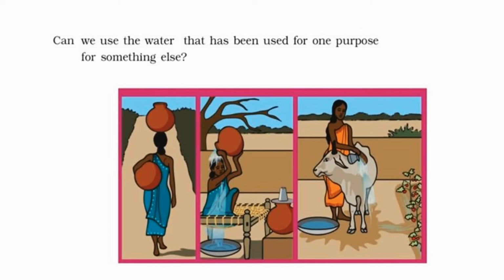In this picture, we see a woman collecting the water that is used for taking a bath, and she is using the same water to bathe her cow. The water that was used for one purpose is being reused for another purpose. तो आपने देखा हम वाटर को कैसे सेव रख सकते हैं?